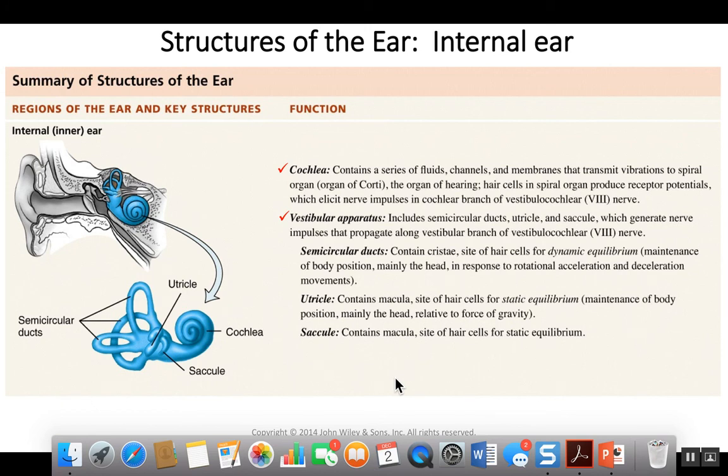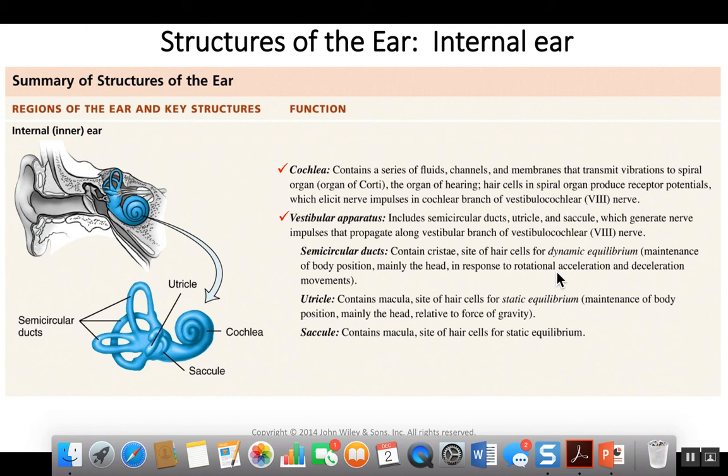There are two forms of equilibrium. One is known as dynamic equilibrium. The other is known as static equilibrium. Let's first describe the difference. Dynamic equilibrium is maintenance of the body position, mainly your head, in response to rotational acceleration and deceleration. That's a fancy way of saying rotating your head side to side.